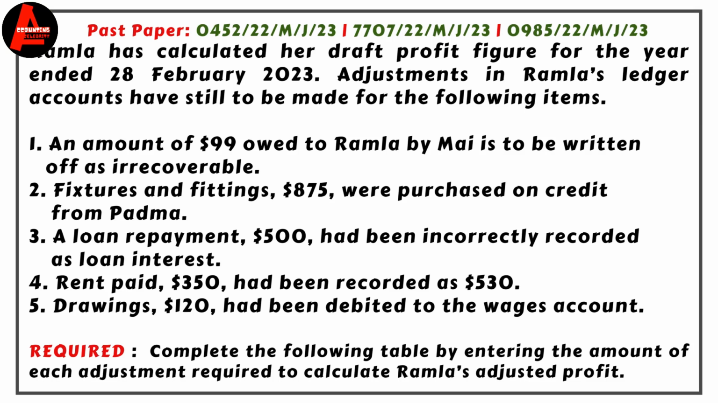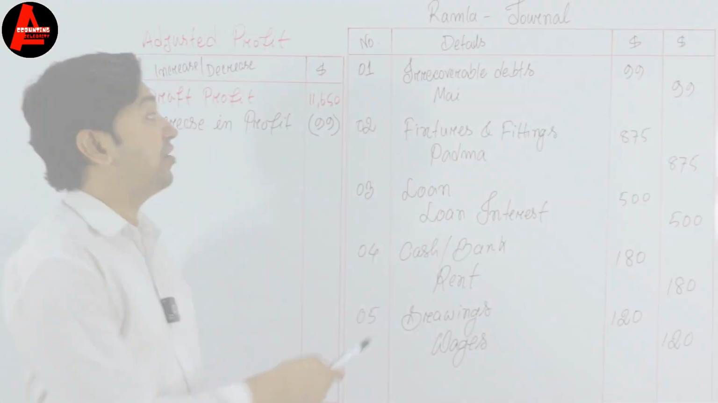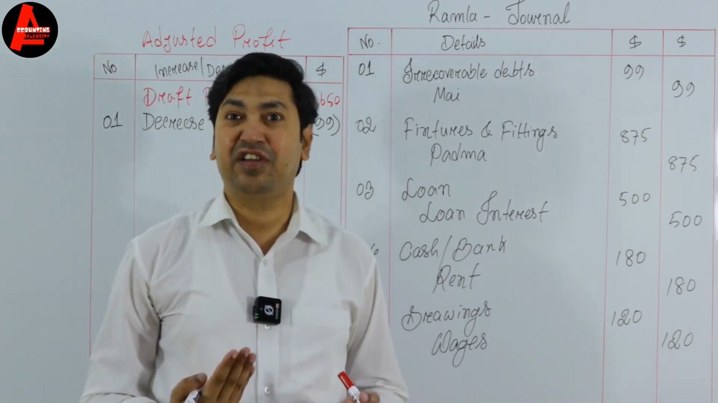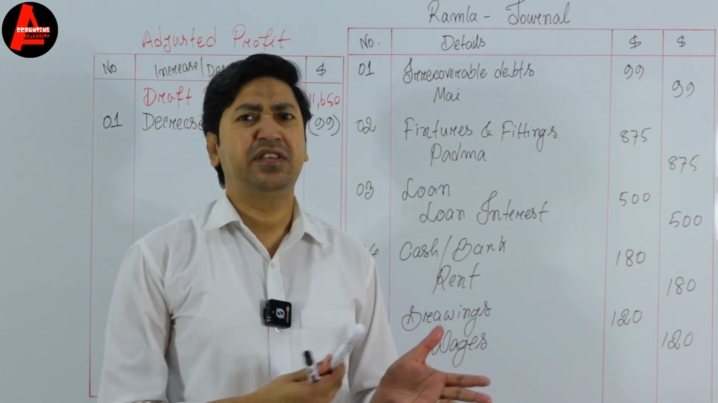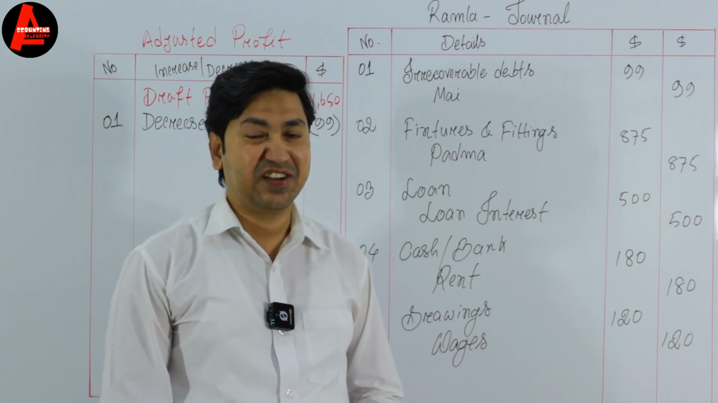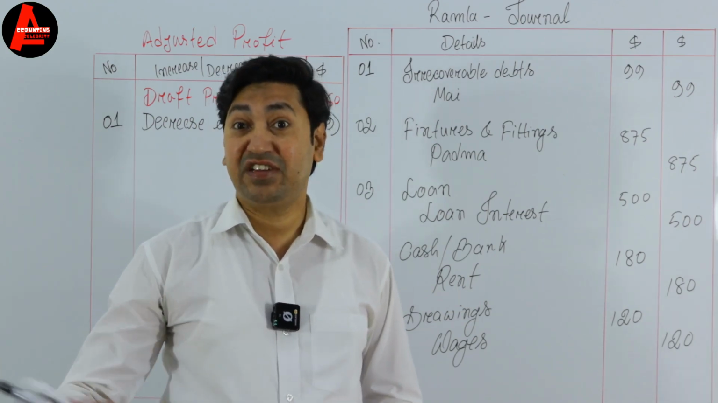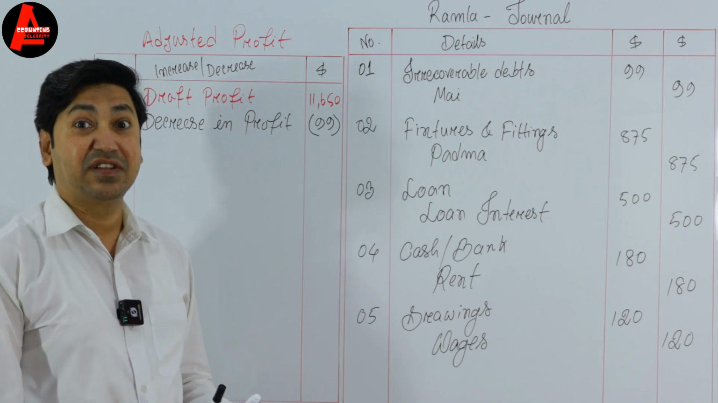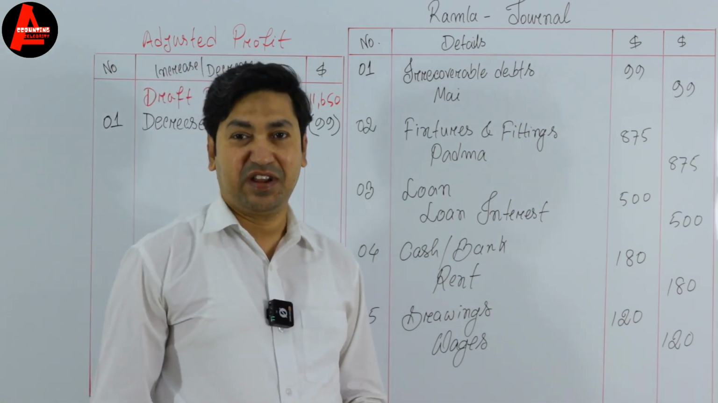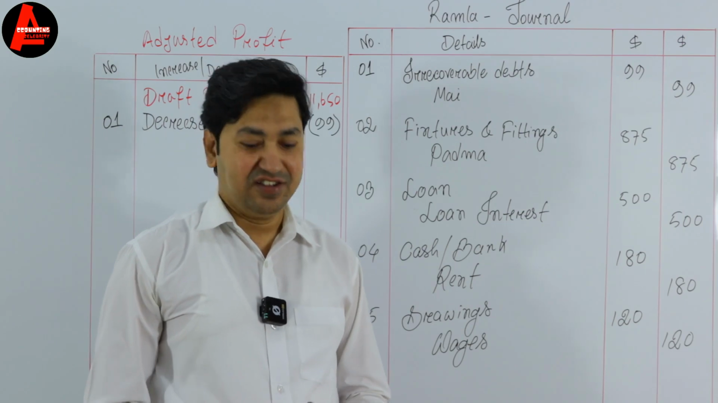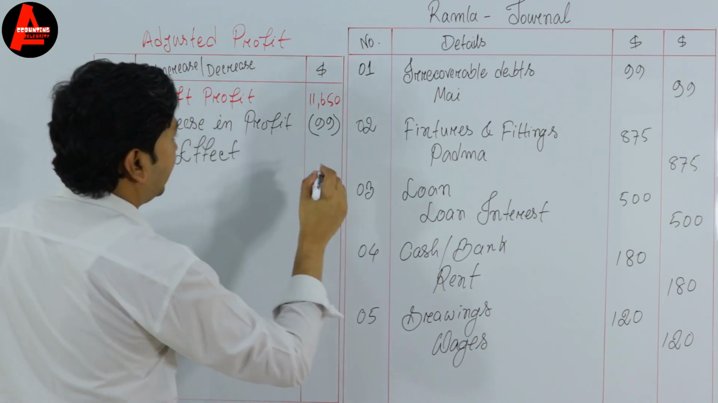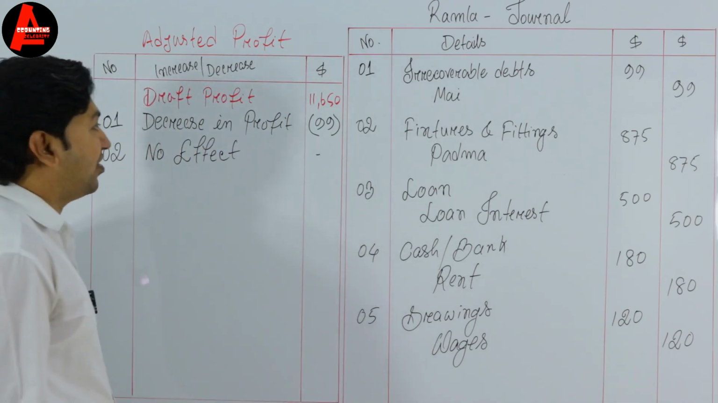Next transaction: fixtures and fittings $875 were purchased on credit from Padma. So we wrote fixtures and fittings debited and Padma credited. Fixtures and fittings are an asset, a non-current asset. Does an asset come in the income statement? No, not at all. Assets go to the statement of financial position, or balance sheet. As it doesn't come in the income statement, there is no impact on the profit for assets. So we will write here number 2, no effect, and nothing in the dollar column.